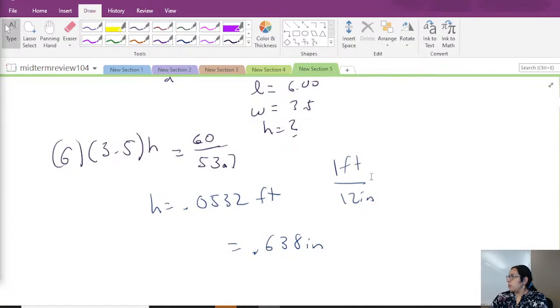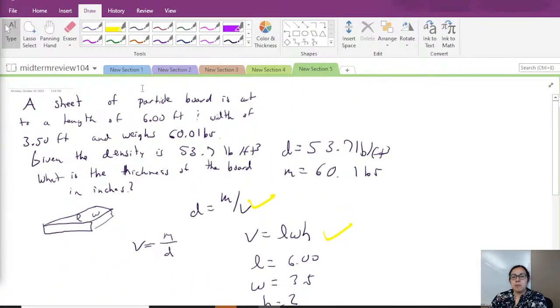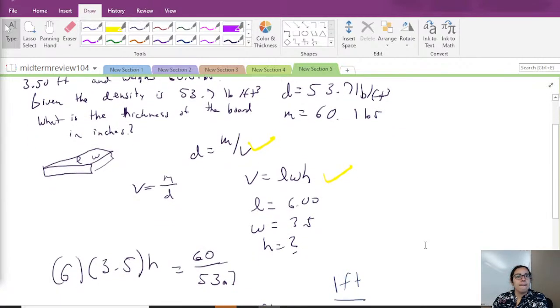So questions about this one? I would expect to see a very similar problem. We'll just have different numbers substituted in.